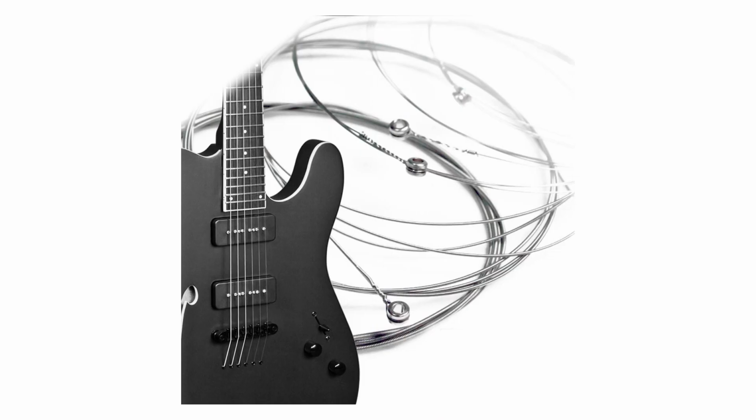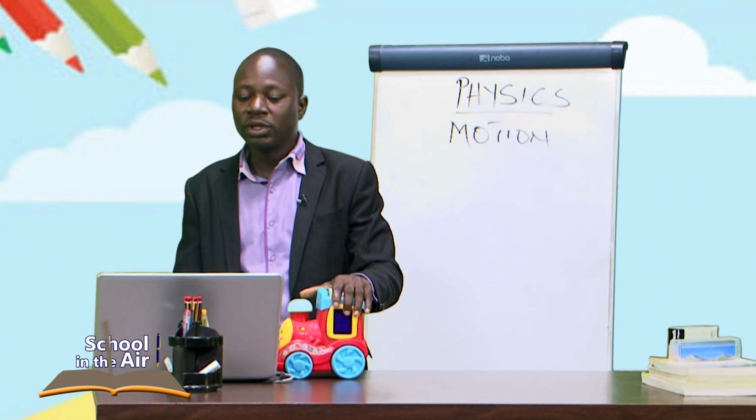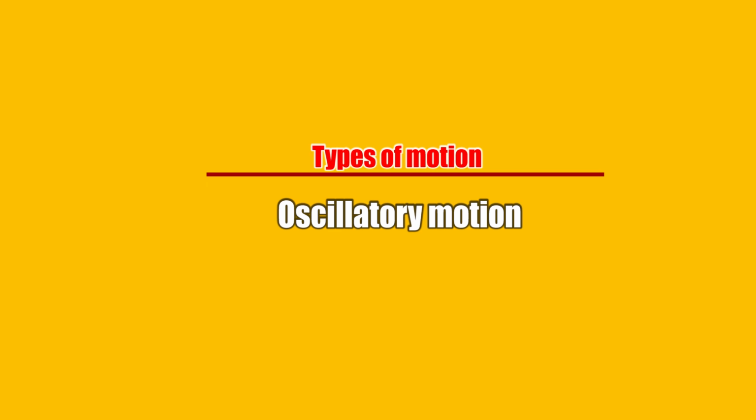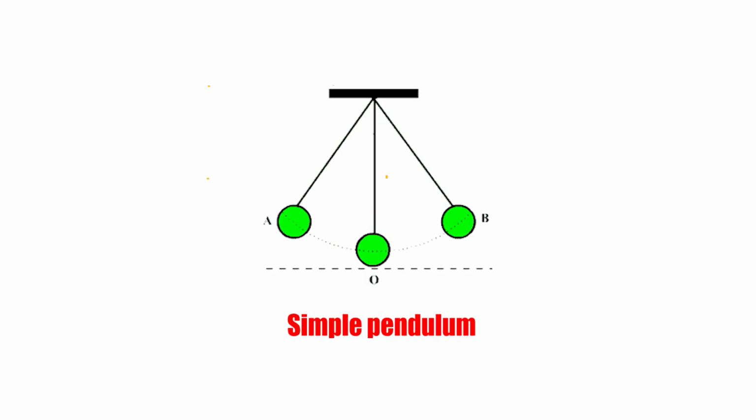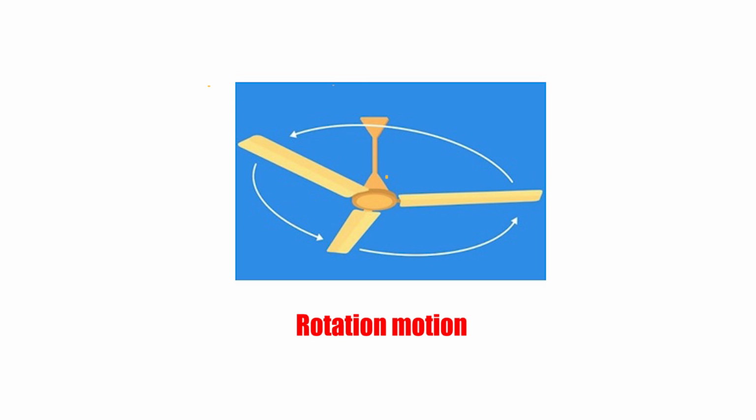Now look at this picture. Your guitar string is fixed at both ends. Each time you disturb that string, it will go to and fro to produce the rhythm that you want. Then moving this car from here to here is a linear motion, which is an example of a translational motion. Then oscillatory motion, as an example, a simple pendulum going to and fro. Next is circular motion. You can see it on the screen there. Rotational motion also, you see it there.